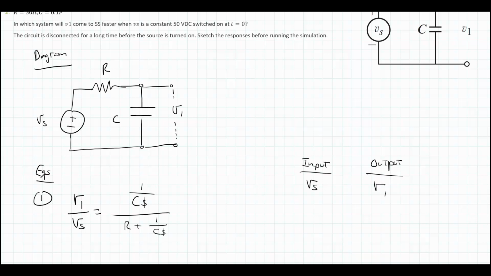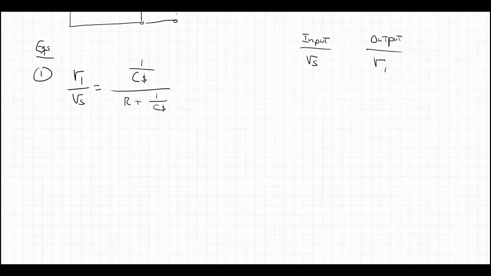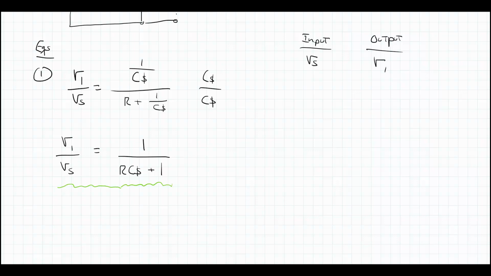I need to get it into that standard form, and we're going to see that it is indeed a first order system. So let me do a little bit of rearranging here by multiplying the top and the bottom by CS. So that is going to make the transfer function V1 over Vs equal to, on the top, 1, and on the bottom, RC times S plus 1. Right, so this is our transfer function for this system.